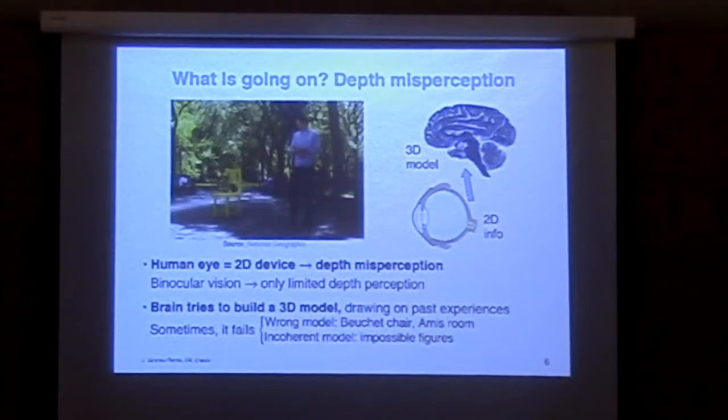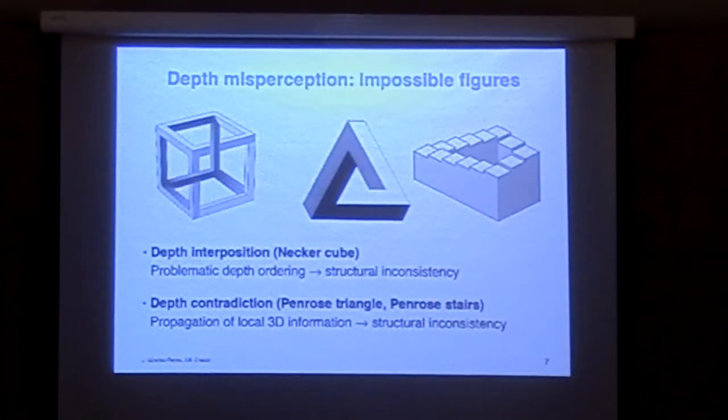And sometimes this blows our minds. We can't figure out what the 3D model is, because we find some incoherence in the images. This is the case of those impossible figures. So depth misperception is the key to impossible figures.